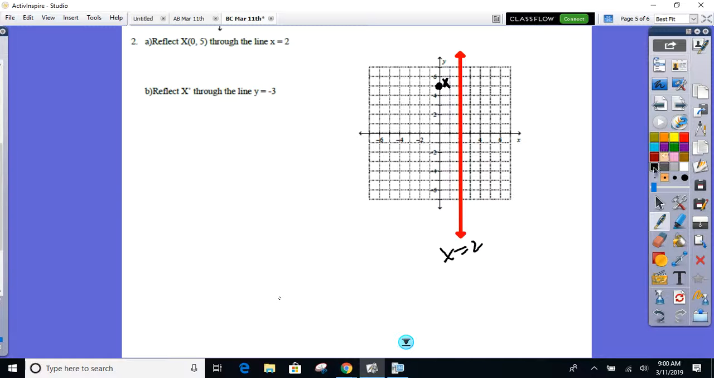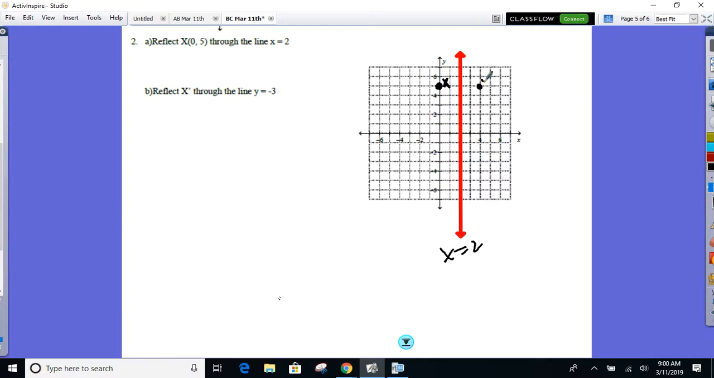Distance is always preserved. Count the distance, please. From X to x equals 2. What distance are we talking about? Distance of 2. Go 2 in the other direction. 1, 2. Here's X prime.